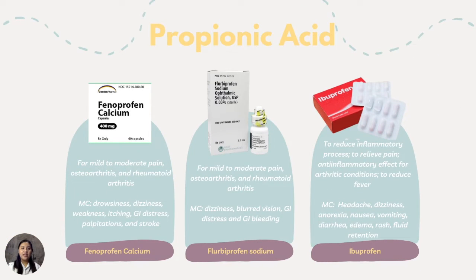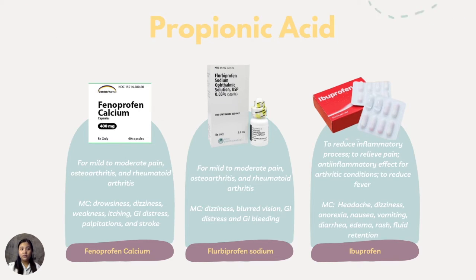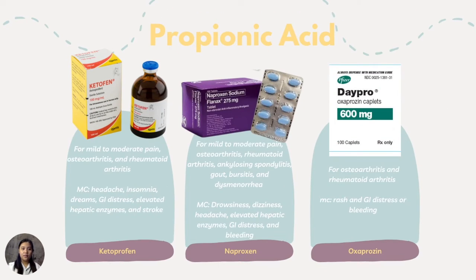So we have examples under this category: the fenoprofen calcium, the flurbiprofen sodium, and the ibuprofen. These are indicated for mild to moderate pain, osteoarthritis, and rheumatoid arthritis. The ibuprofen is used to reduce the inflammatory process, to relieve pain, for anti-inflammatory effect in arthritic conditions, and to reduce fever. We have also other drugs such as ketoprofen, naproxen, and oxaprozin.